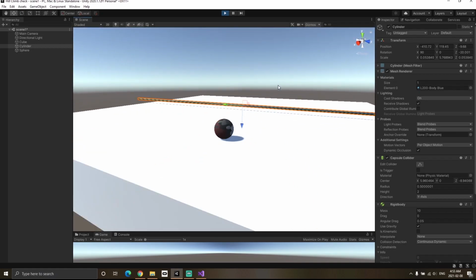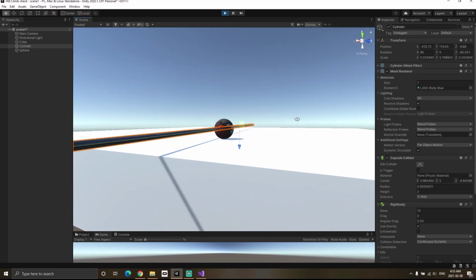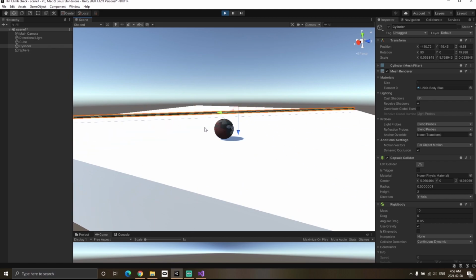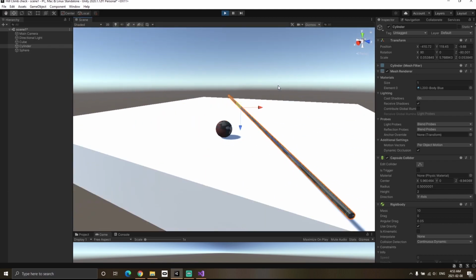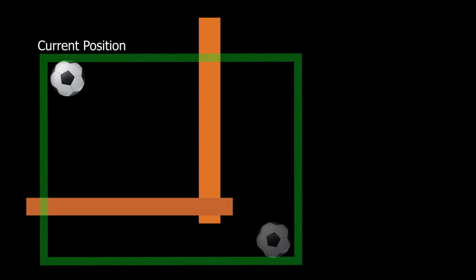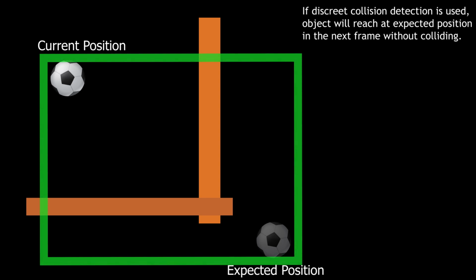In the previous video, I explained how continuous dynamic and continuous can miss collisions with fast rotating objects. The solution is continuous speculative. Speculative collision detection actually creates a bounding box between the current position of the object and the expected position of the object in the next frame.